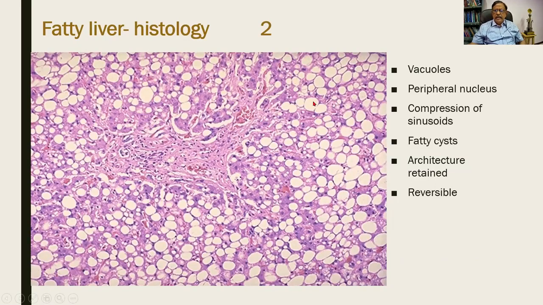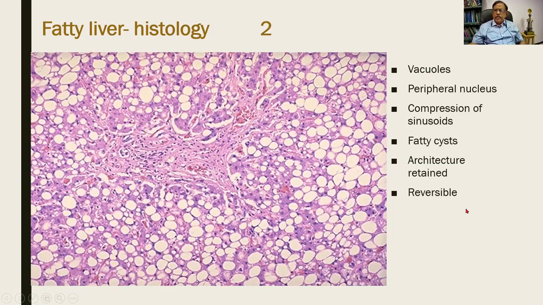This is a triad, and here the hepatic cells show a ballooned out cytoplasm. Sometimes what will happen is there can be a rupture of these cells and the fat can come out. Once it is out, it creates a foreign body type of reaction. Robbins calls them fatty cysts. So there can be fatty cysts.